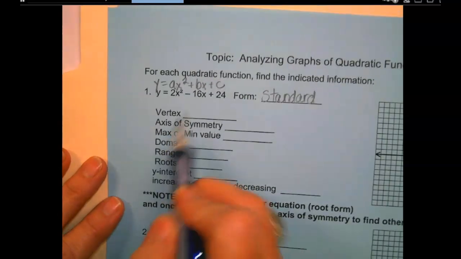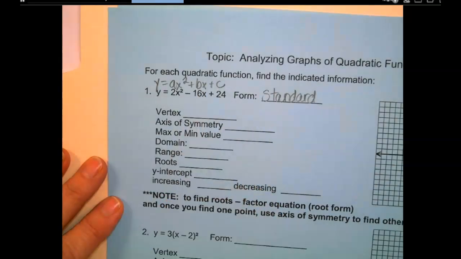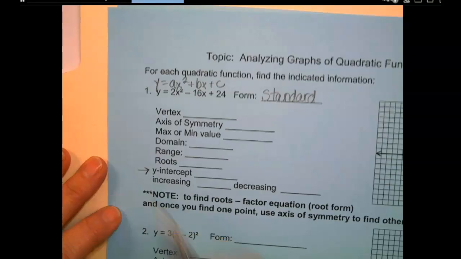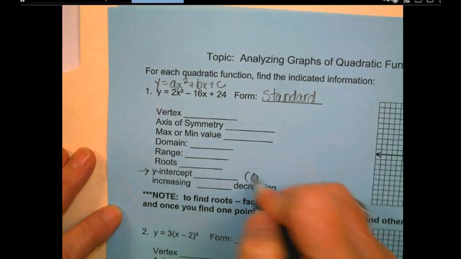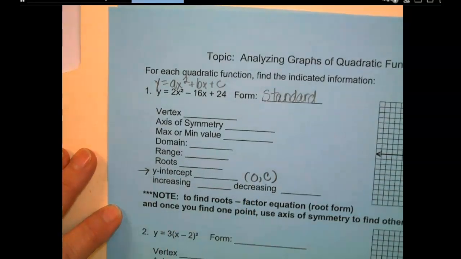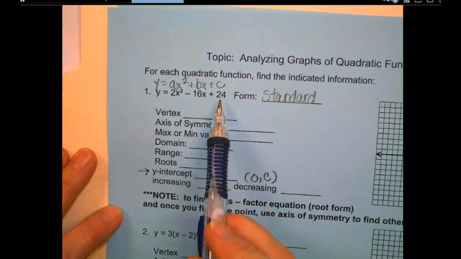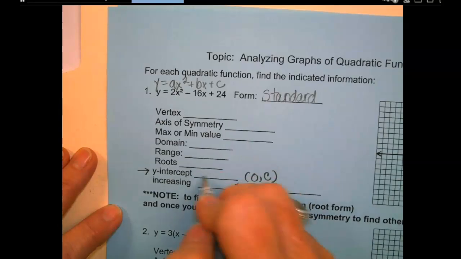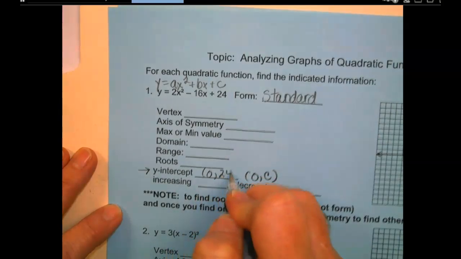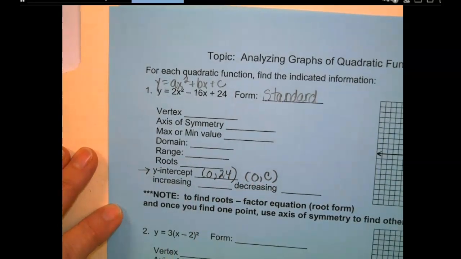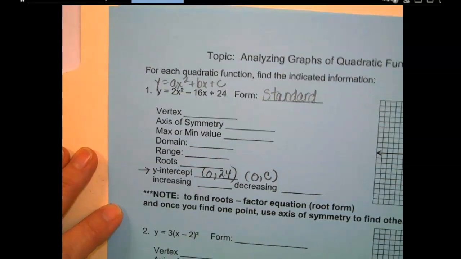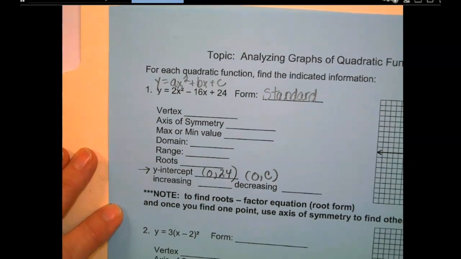Okay, from standard form, there's two things you can get very easily. The first thing you get very easily from standard form is the y-intercept. The y-intercept is 0, c. So we can get that very easily because what is my c value right now? 24. So the y-intercept is 0, 24. So that's the first thing you get very easily.